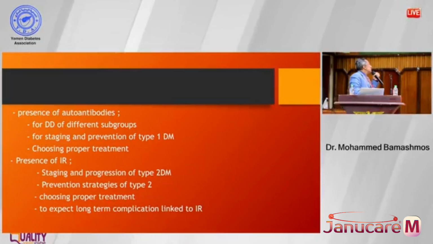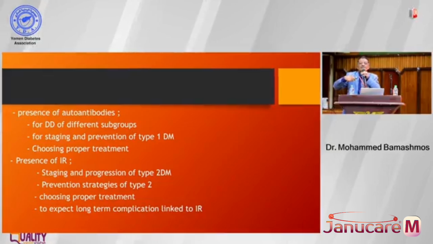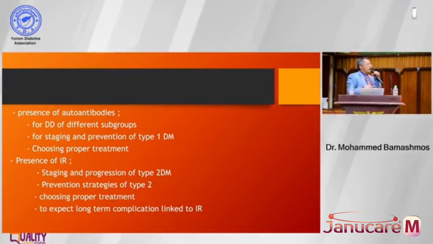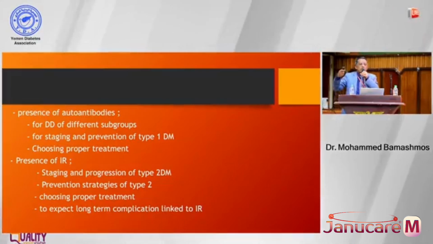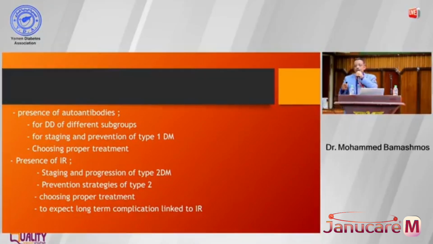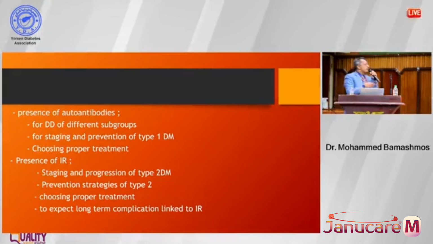The presence of insulin resistance. What is the importance of telling the patient they have insulin resistance? First, for staging and progression of type 2 diabetes. As you know, type 2 diabetes progresses in 4 stages. Stage 1 there is just insulin resistance. Stage 2 it is called insulin resistance with dysglycemia, the pre-diabetic stage. Stage 3 there is overt type 2 diabetes, and stage 4 there is already diabetes with complication.